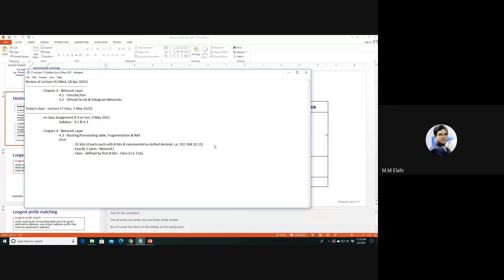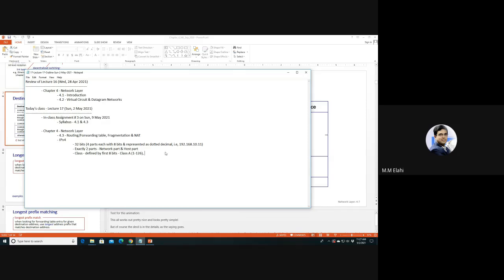So there are exactly 2 parts in each IP address. One is the network part and another one is the host part. Whenever you are given an IP address, you must know what is the network part and what is the host part. Why you need to know that? I will make sure you understand.